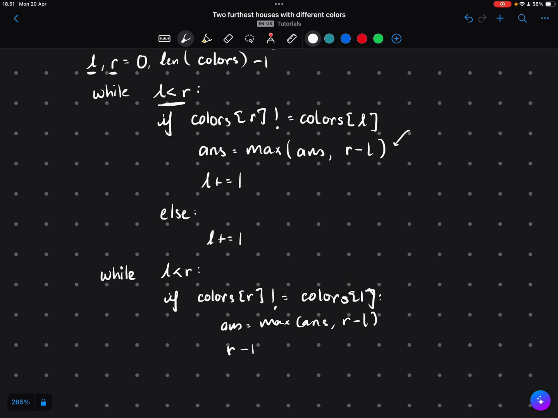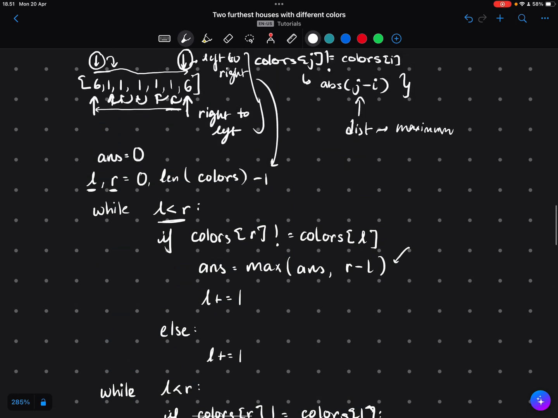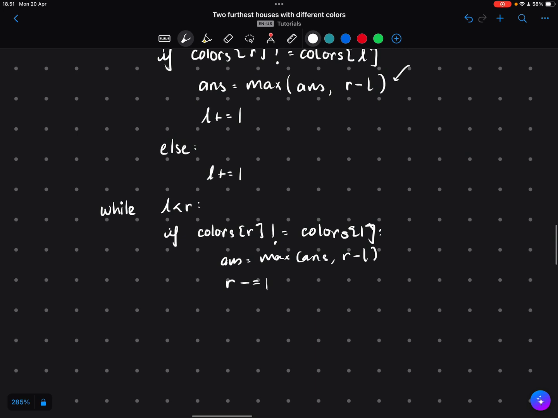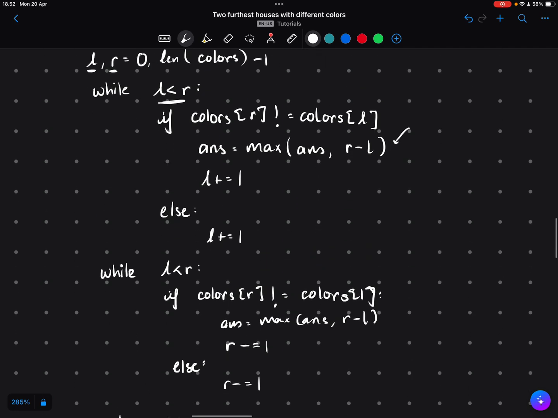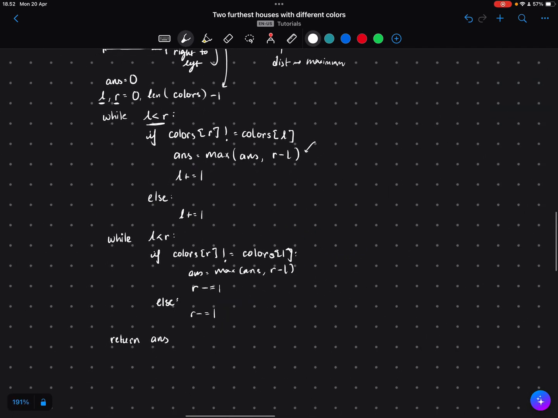But now the difference is we will decrement our right pointer instead. So like I said, we will move 6 here, we will move 6 here, like that, okay? And if they still don't match, then just simply decrement our right pointer. If you return the answer here, we would get the correct answer already, okay?